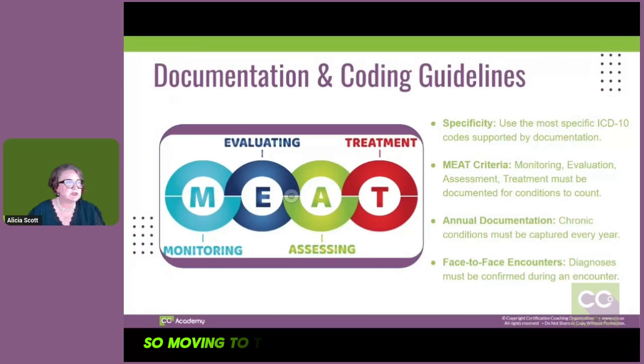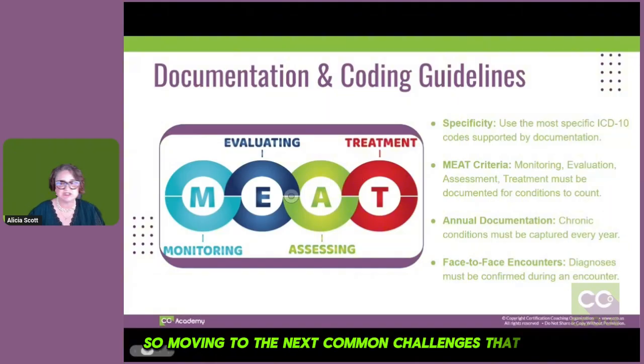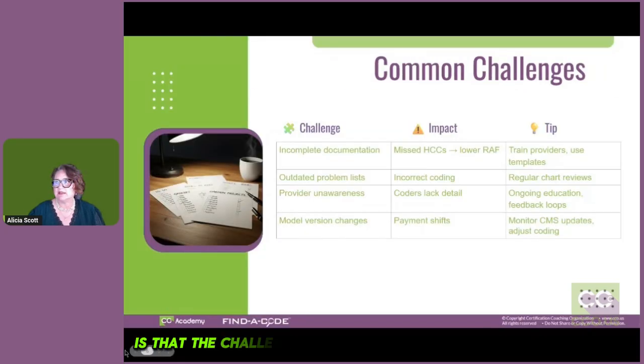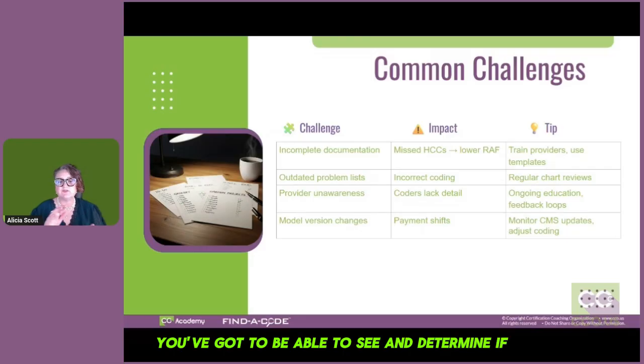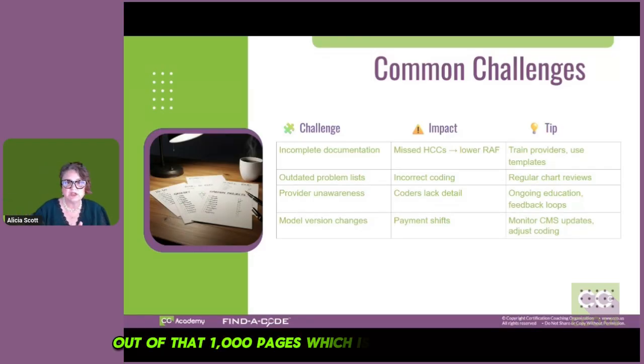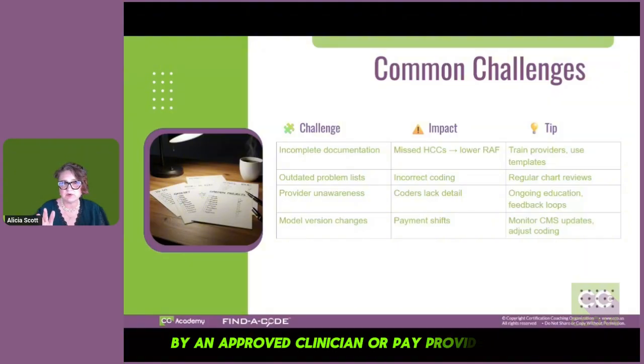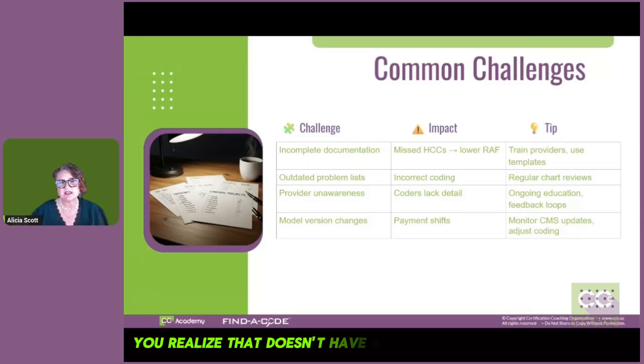Okay, so moving to the next common challenges that we end up seeing, with the next slide, the challenge is incomplete documentation. You've got to be able to see and determine if, out of that 1,000 pages, which is an approved document by an approved clinician or provider. And then say you're going through and you realize that one doesn't have a proper e-signature. That one doesn't work. They used to have stamps back in the day. You couldn't have a stamp signature. It would get tossed.